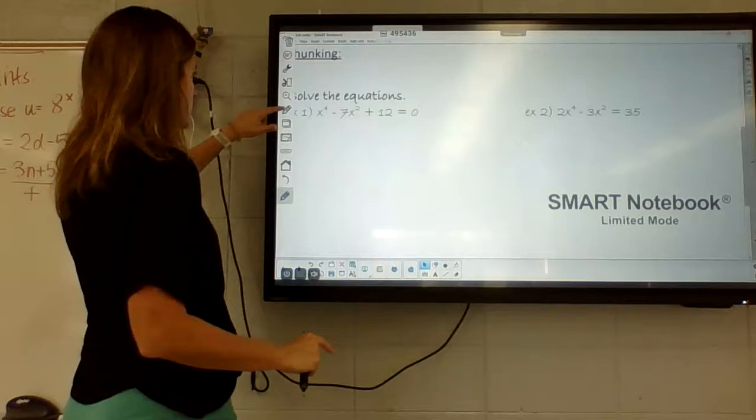So I know my factor is going to have to be 2x squared and then x squared, because to multiply those together and get 2x to the 4th, we need to incorporate the higher powers there. And then 35, we said it was negative 1 and 35, negative 5 and 7, negative 7 and 5, or negative 35 and 1.